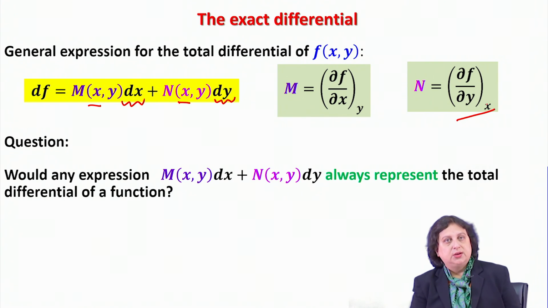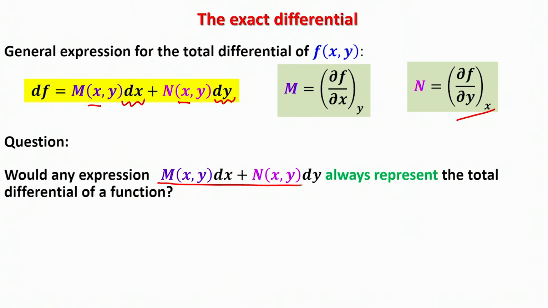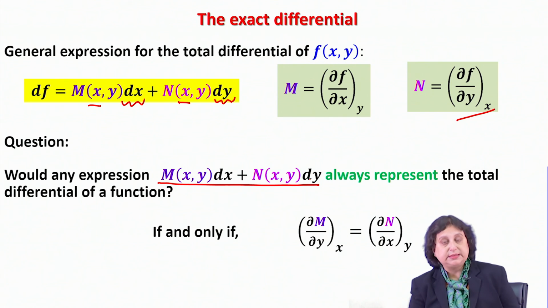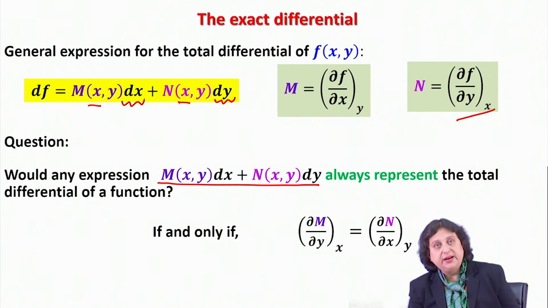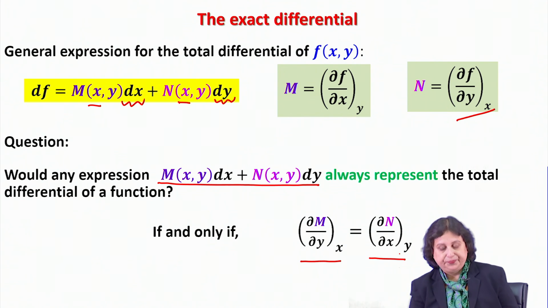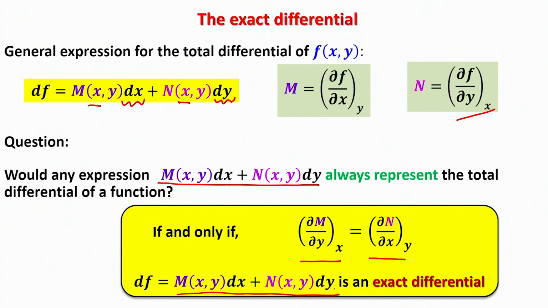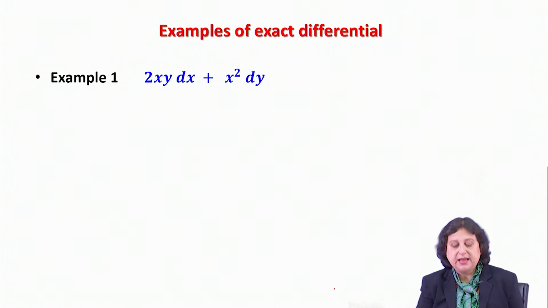Then the question that we are asking is, would any expression that can be written in this form always represent the total differential of a function? The answer is, from differential calculus, we have learnt that this happens if and only if the partial derivative of M with respect to y, keeping x constant, becomes equal to the partial derivative of N with respect to x, keeping y constant. So if this condition is met, then df, which is given by M(x,y) dx plus N dy, is an exact differential. So now let me take one example and check if this is an exact differential.